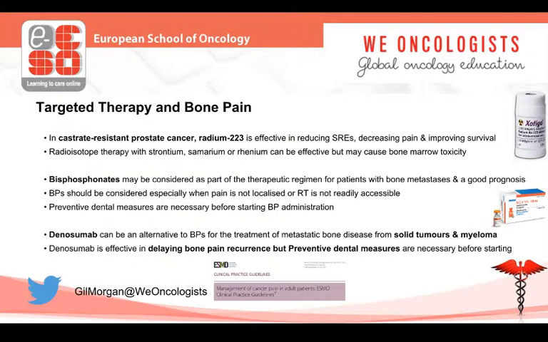Denosumab is a human monoclonal antibody that specifically binds and inactivates an important ligand that regulates bone remodeling. This can be a good alternative to bisphosphonates in metastatic bone disease from solid tumor and myeloma. In several trials, denosumab significantly reduced treatment-related osteoporosis associated with breast and prostate cancer and was superior to zoledronic acid in prevention and delaying of skeletal-related events. Much like bisphosphonates, preventive dental measures are necessary before starting.